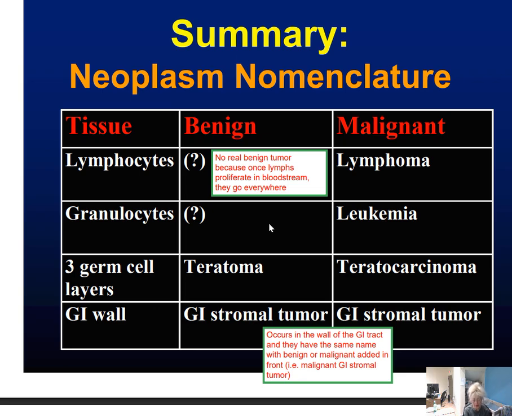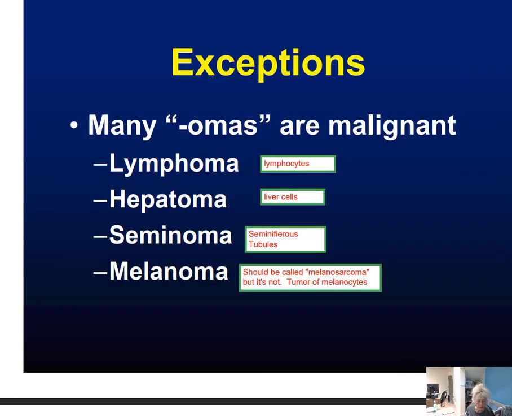There are 3 germ cell layers: benign teratoma, malignant teratoma carcinoma. The GI wall, we have GI stromal tumor, and malignant is GI stromal tumor. It occurs in the walls of the GI tract. These are rare. They usually have the same name with benign or malignant added. So that's kind of unusual, but that's the terminology. Leave it to the pathologists.